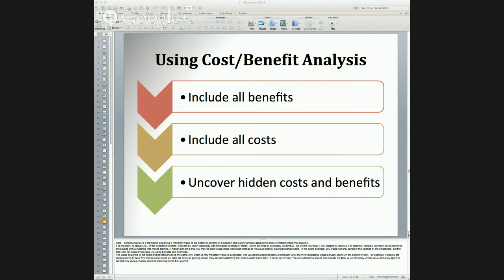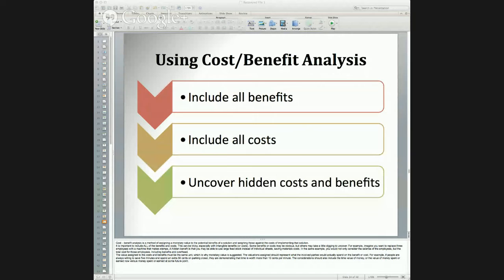For example, imagine you want to replace 3 employees with a machine that makes stamps. A hidden benefit is that you may be able to use large feedstock instead of individual sheets, saving materials costs. In the same example, you would not only consider the salaries of the employees, but the total cost for those employees, including benefits and overhead.